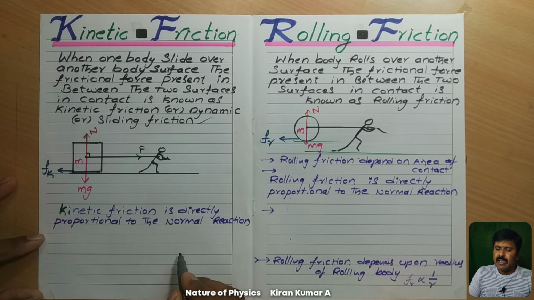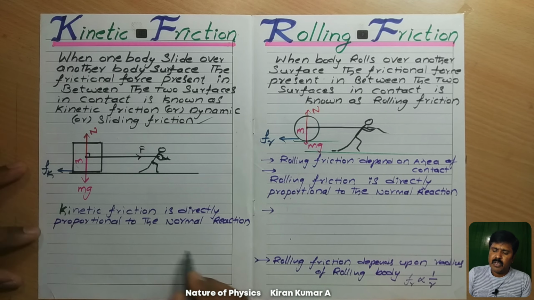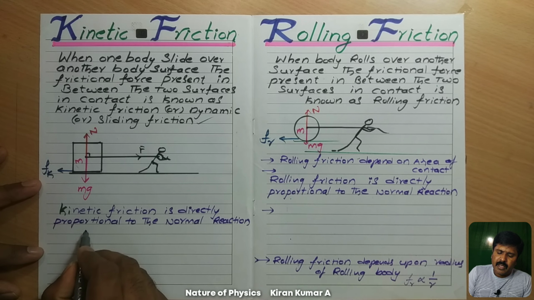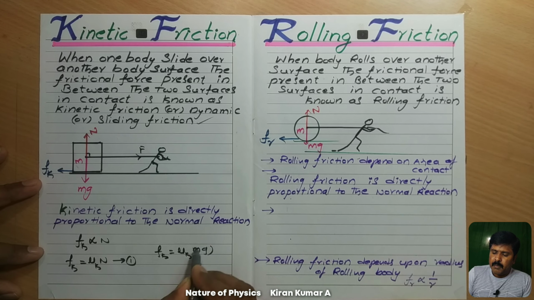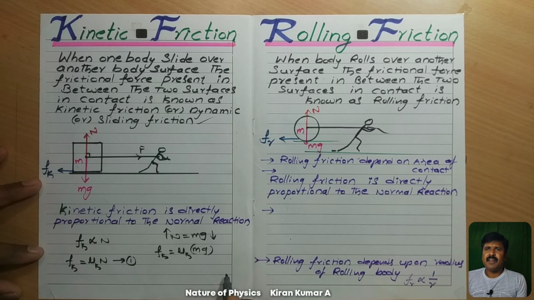So here kinetic friction is directly proportional to the normal reaction, student. I can write Fk is directly proportional to the normal reaction, and Fk equals mu k into N, student. This is equation number 1. Now Fk equals mu k into mg, student, because N is equal to mg, both equal in magnitude and opposite in direction.